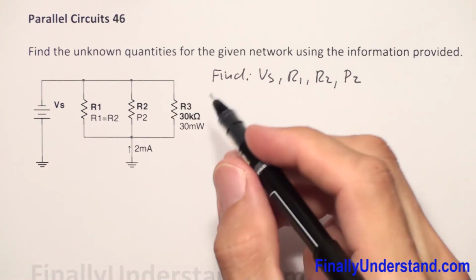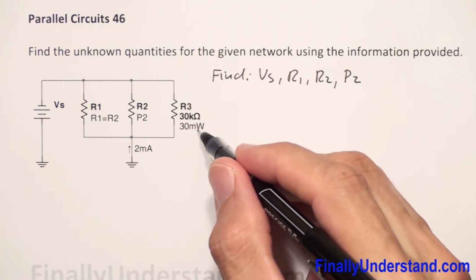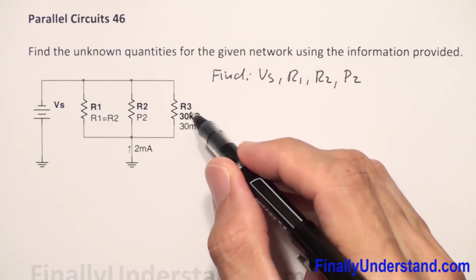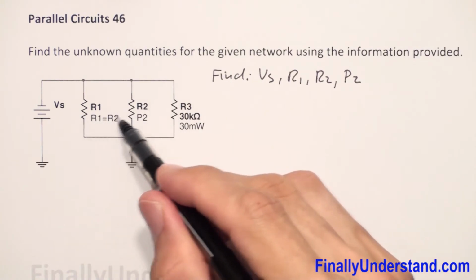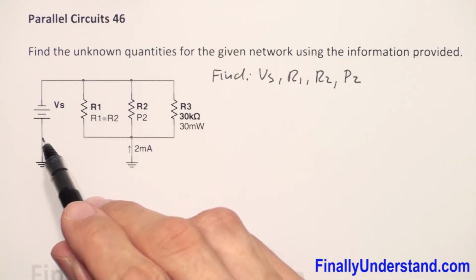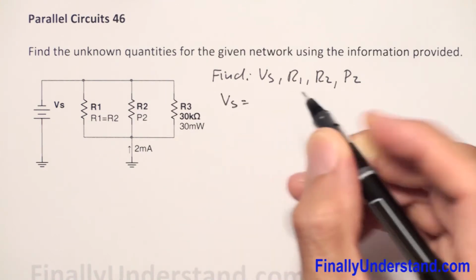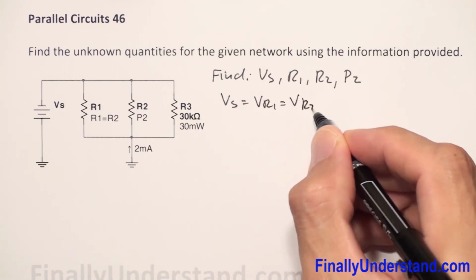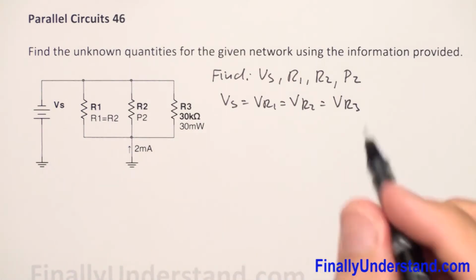Now I have two pieces of information at resistor R3. I got the resistance and I got the power. From these two pieces I can find the voltage. If I find the voltage across this resistor, I find the voltage across the rest of the resistors plus the voltage source, because in a parallel circuit all voltages are the same. Let me remind you one more time: the voltage source is equal to VR1, which is also equal to VR2, which is also equal to VR3, because this is a parallel circuit.